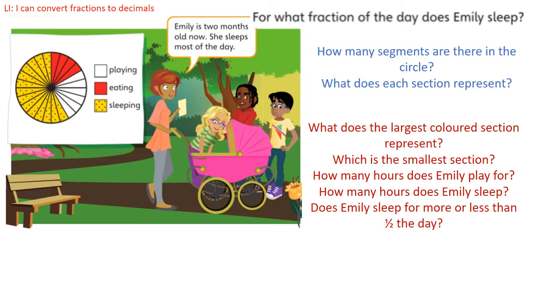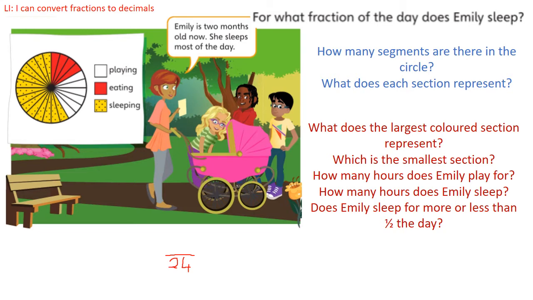So the first thing, as we said, we know that the whole pie chart is split into 24 sections. So we're going to make our denominator of our fraction 24. So the denominator is the number of sections the pie chart has been split into.